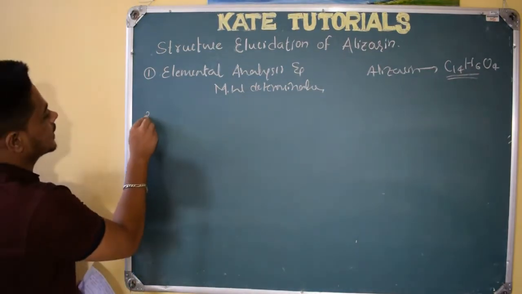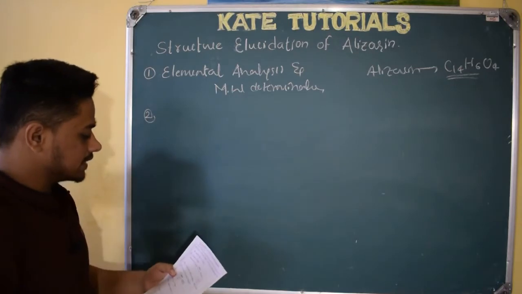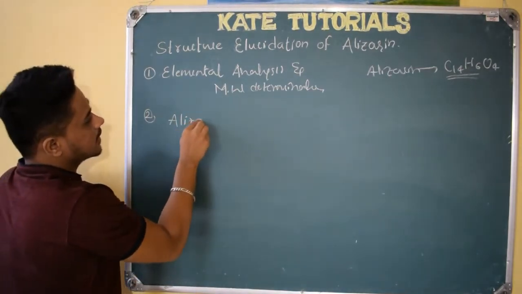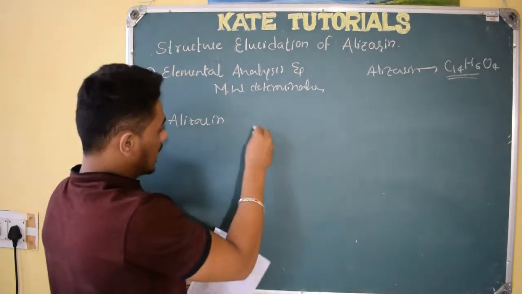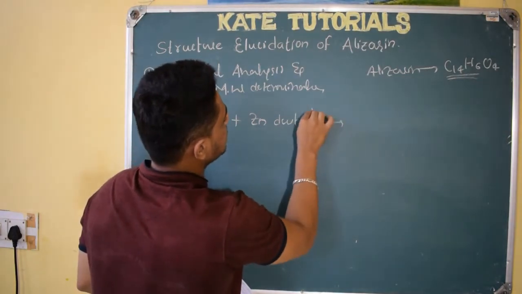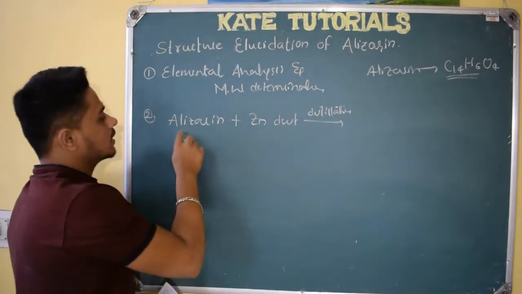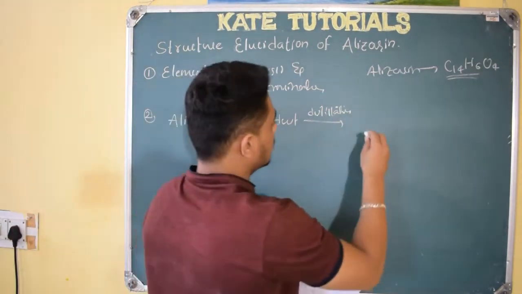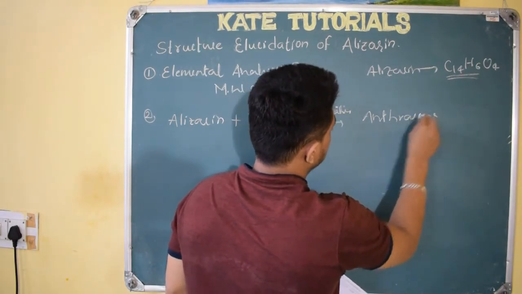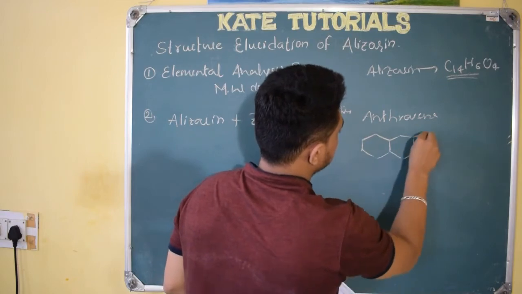Further, I am explaining how they got the structure of this alizarin. In the second step, they took the same alizarin and added zinc dust and did distillation. I hope you know distillation. When they did the alizarin zinc dust distillation, they got anthracene. So you should know the anthracene structure. This is the structure of anthracene.